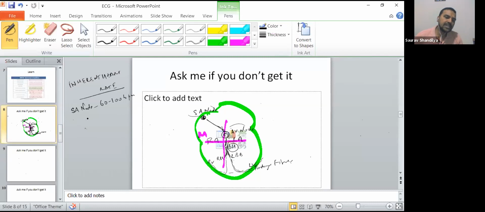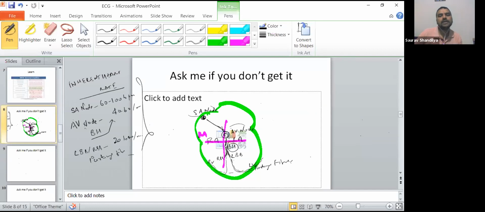Suppose you don't have anything from the SA node, or it doesn't come properly, and the impulse comes from the AV node. Do you know there is always a delay in the AV node? The AV node is a very slow conductor compared to the SA node where it actually starts. So surprisingly, the AV node can also beat 40 to 60 per minute. Even the bundle of His is the same, a slow conductor compared to the SA node. Then the left bundle branch and right bundle branch can go to 20 to 40 per minute, including the Purkinje fibers. That is the beating capacity I have described as the inherent heart rate.